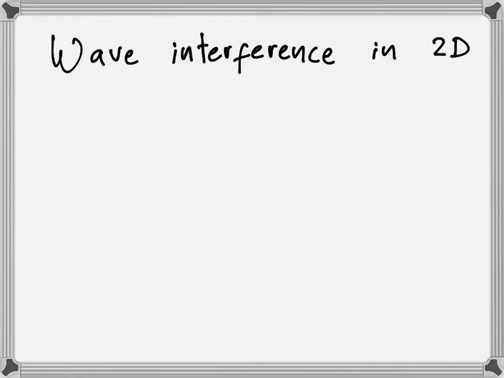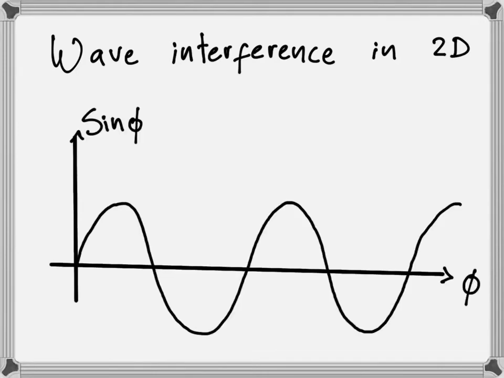All right, I have a very important video for you regarding the interference of waves in two dimensions. We're going to start this discussion by talking about the function sine of phi, where phi is some angle. As you're all familiar from trigonometry and other classes, this is what the sine function looks like.